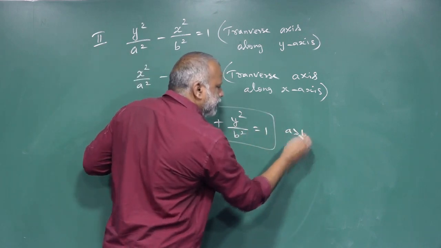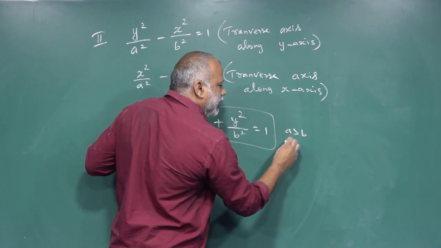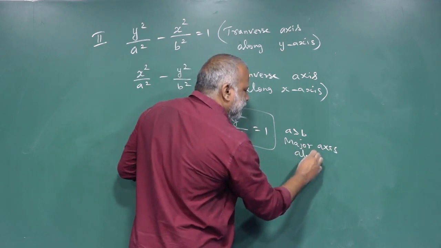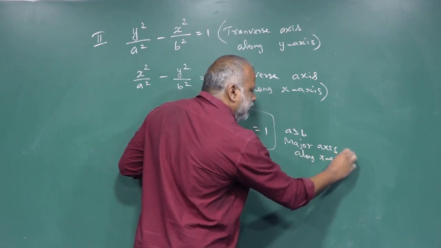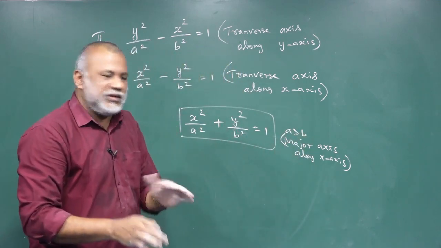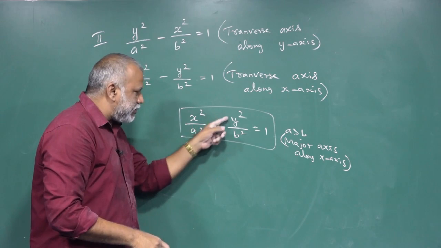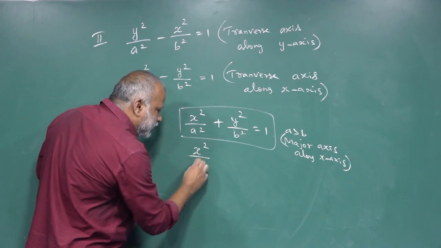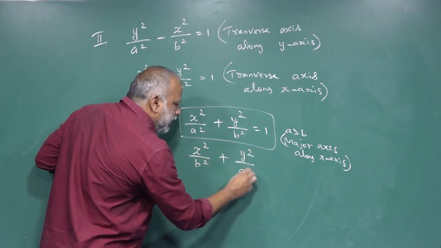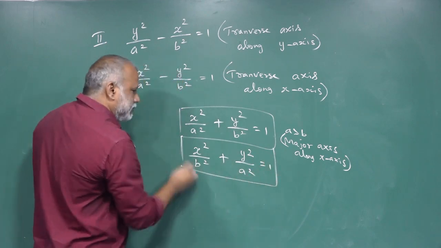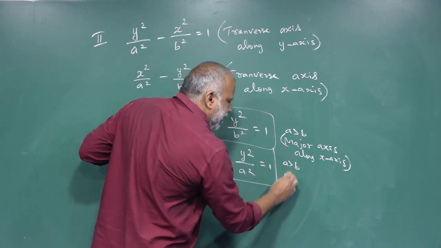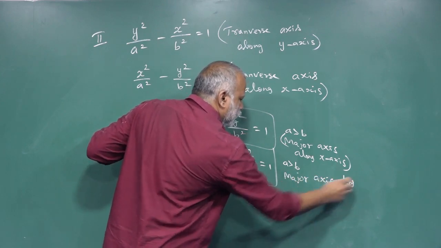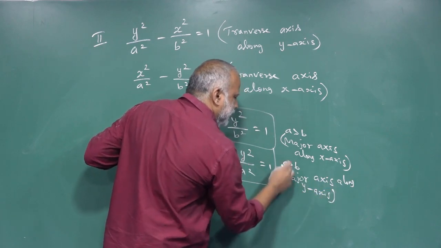A greater than b. This is type 1. Here major axis along x-axis. You are using the word major axis along x-axis. So if you have this type of application, then no need to memorize. What is the difference here? X squared by a squared plus y squared by b squared, here positive, here negative, when comparing with the type 1. Now x squared by b squared plus y squared by a squared equal to 1. This is type number 2, a greater than b. Major axis along y-axis.